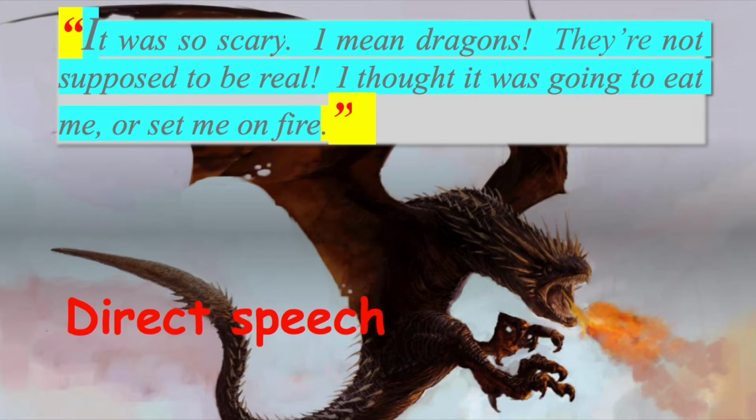Anyway, the article reports that one of the hysterical muggles, that's what witches and wizards call people who don't do magic, said, "It was so scary. I mean dragons, they're not supposed to be real. I thought it was going to eat me or set me on fire." In this extract, the actual words of the eyewitness are written down. We can easily identify that this is direct speech because we can see the speech marks demarcating spoken words. News reporters often use a person's exact words to represent their ideas and the way they are being said accurately.